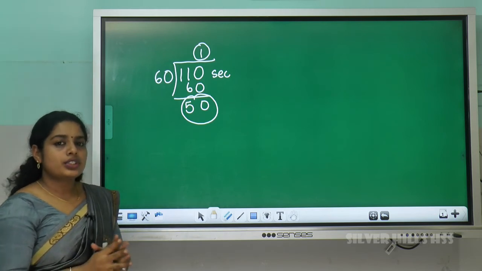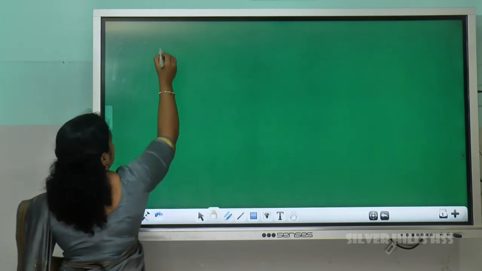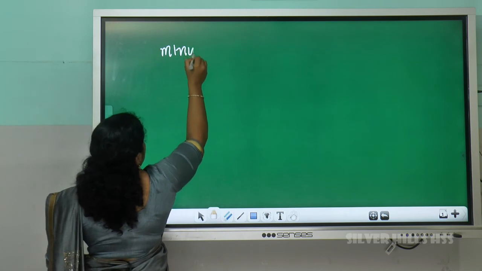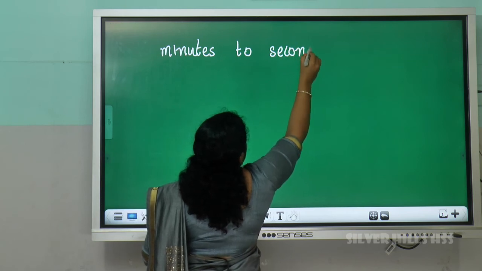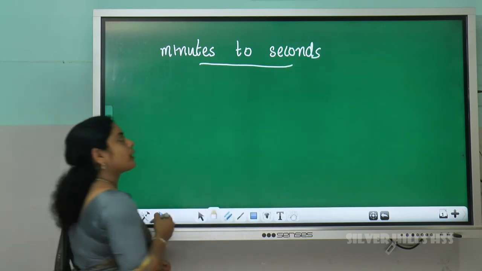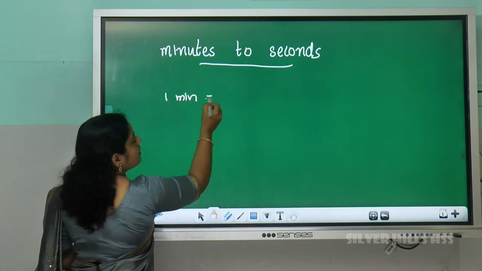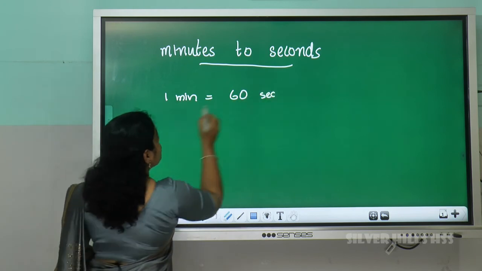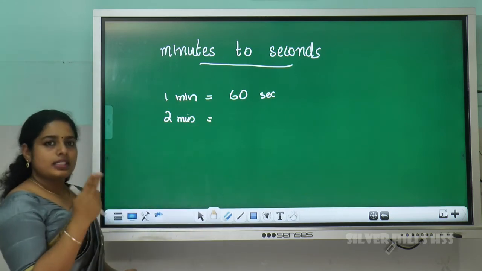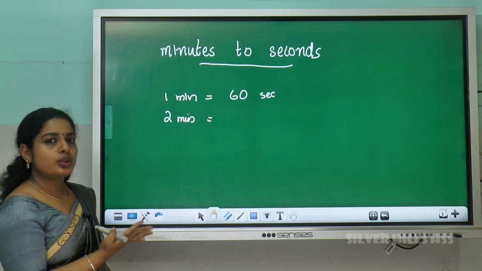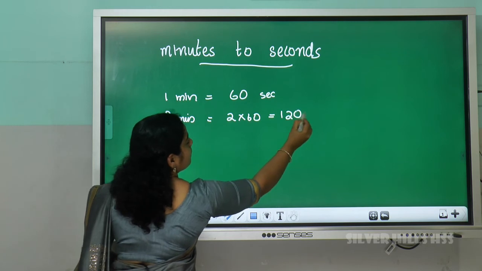Next, we have conversion from minutes to seconds. Okay. From minutes to seconds. For that, just start with a small example. We have 1 minute equal to what? 60 seconds. Now 2 minutes will be what? 1 minute is 60 seconds. 2 minutes means 1 minute plus 1 minute, that is 60 plus 60 or 2 into 60. 2 into 60 will make 120 seconds.